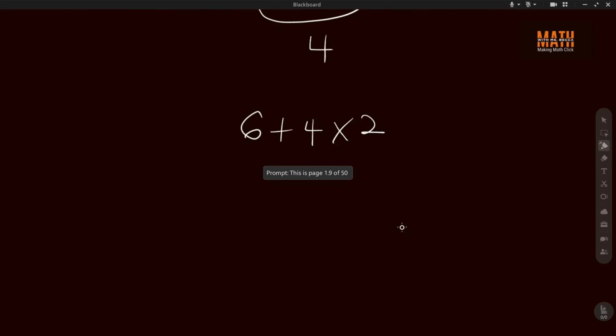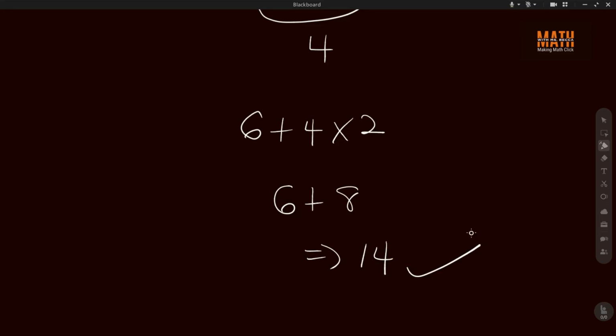Now we multiply before we add. So this becomes 6 plus 8, and the answer will be 14, which is the correct answer. It's not 12, it's not 8, 3, or whatever shortcut your brain tried to take.